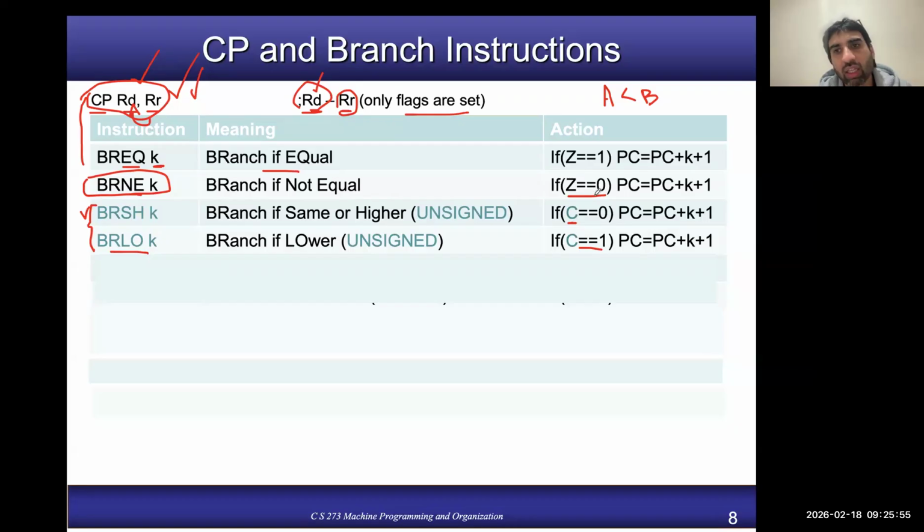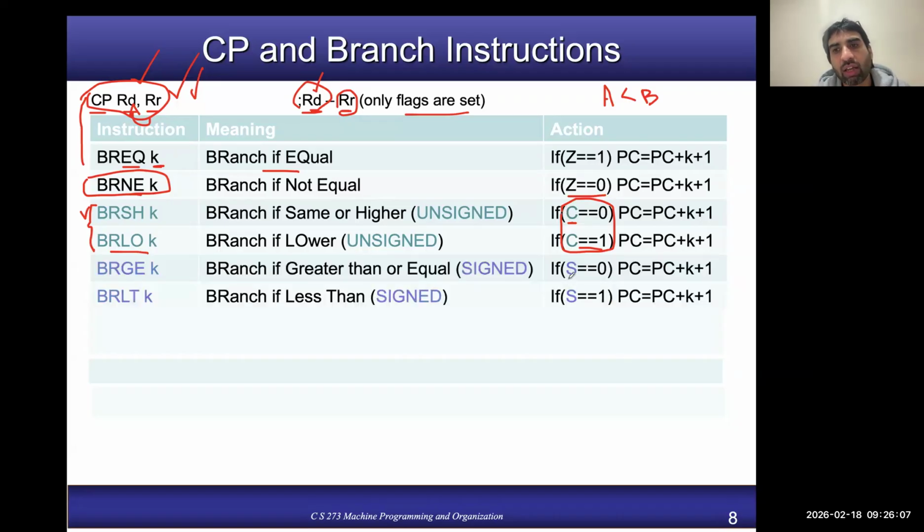However, if the numbers placed in RD and RR are not unsigned numbers but signed numbers, then we cannot look at the value of the C flag to decide whether A is less than B or A is greater than or equal to B. In that case, we need to look at the S flag. If S is equal to 0, it means A is greater than or equal to B, and if S is equal to 1, it means A is less than B, right?